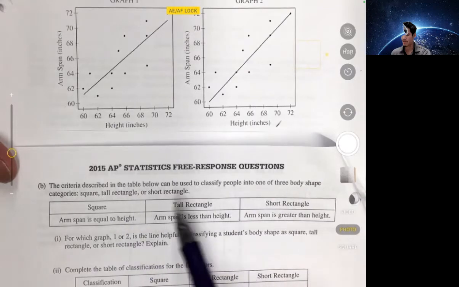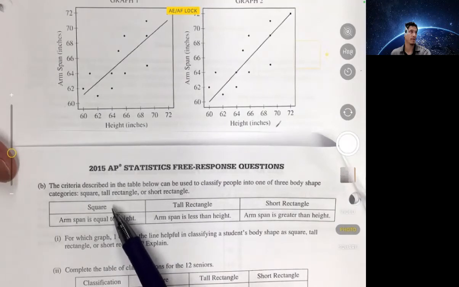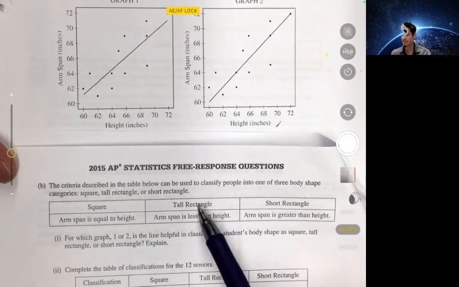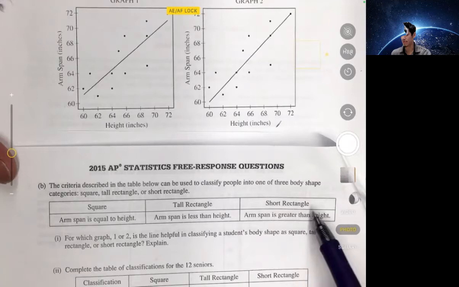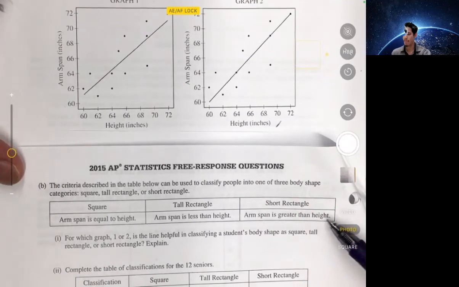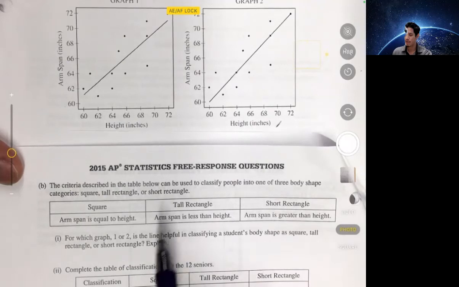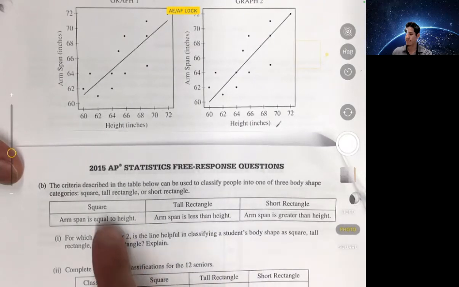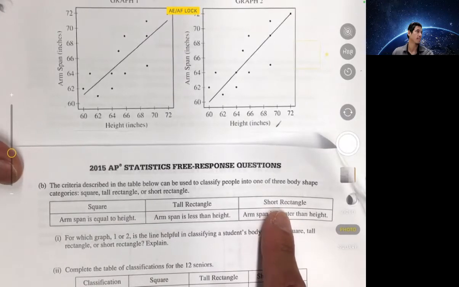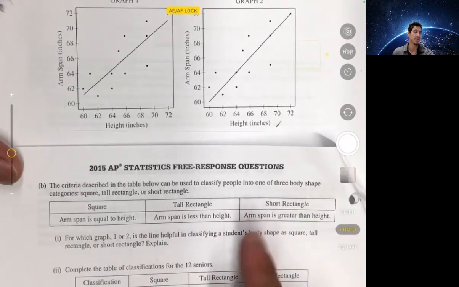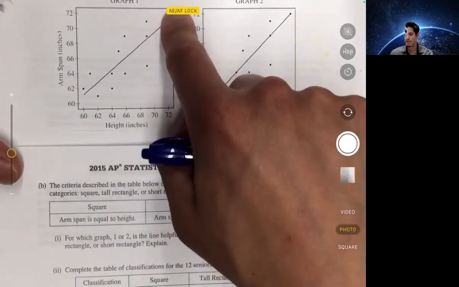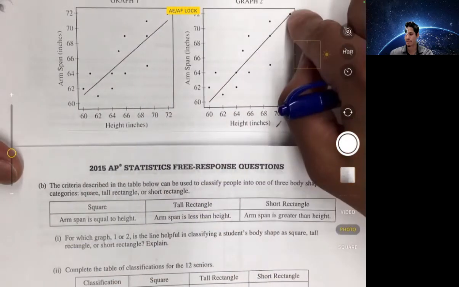We have some criteria where they are going to classify people according to one of three body shapes. They could be a square, a tall rectangle, or a short rectangle. Square would mean that their arm span is equal to the height. A tall rectangle would mean that their arm span is less than the height. And the short rectangle would mean that their arm span is greater than the height. So if we're going to be classifying the people into one of these three groups, which graph would be more helpful? Using the least squares regression line or using the line y equals x?